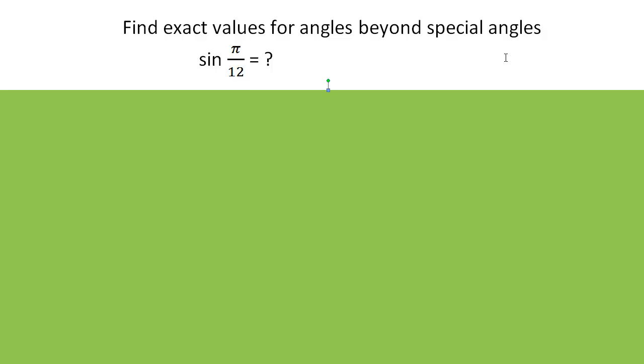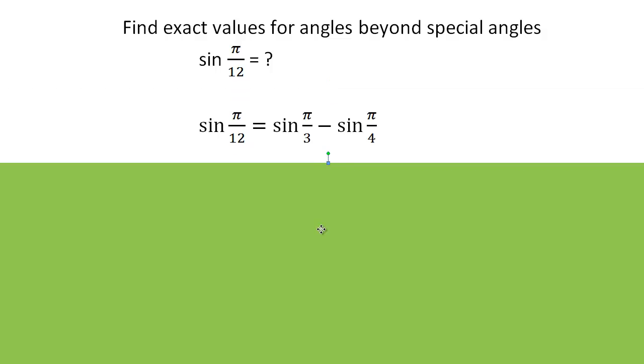So for example, what is the sine of pi over 12, or 15 degrees? Well, we can rewrite the sine of pi over 12, or 15 degrees, as the sine of the difference between pi over 3, 60 degrees, and pi over 4, 45 degrees, because 15 degrees is equal to 60 minus 45.